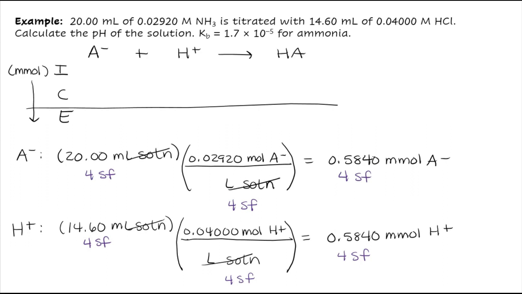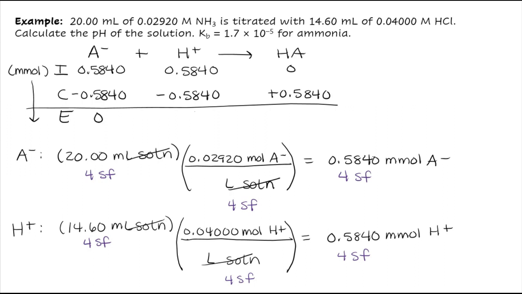We can now complete the millimole table. So our A minus is 0.5840, our H plus is 0.5840, and HA is 0. So we subtract 0.5840 from A minus and from H plus, and we add that value, 0.5840, to HA. A minus goes to 0, H plus goes to 0, and HA goes to 0.5840.